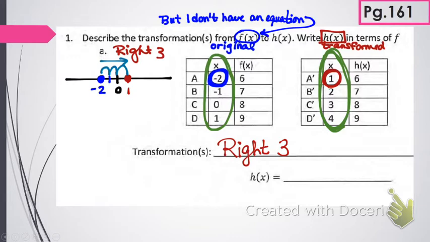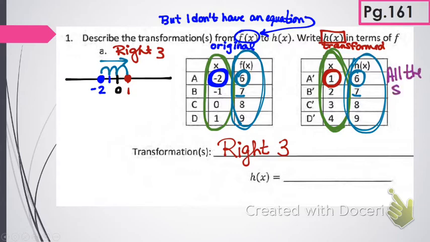Then I'm going to look at the y column. So now I'm looking right here. It's the same as the other one, right? Here there's a 6, here there's a 6. 7, 7, 8, 8, 9, 9. Did it move up or down at all? No. So we don't have to write it. This is all the same, so no up or down shift. So the only thing this did from the parent was go to the right 3.